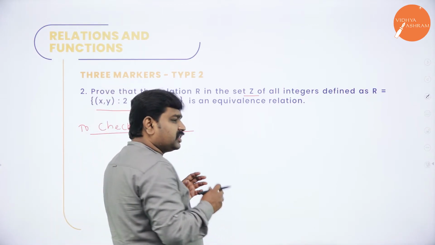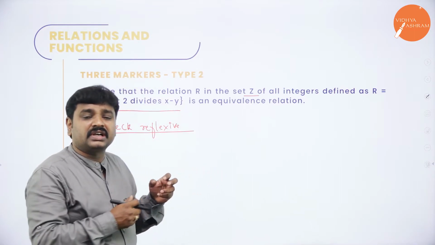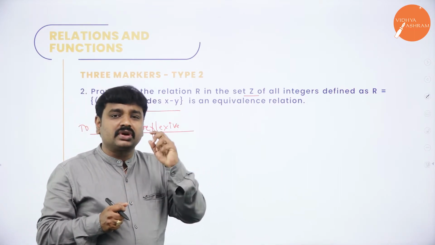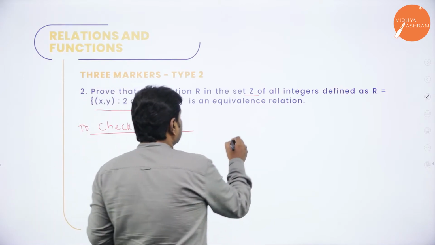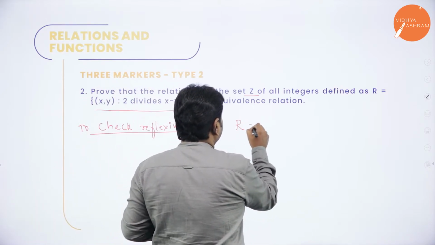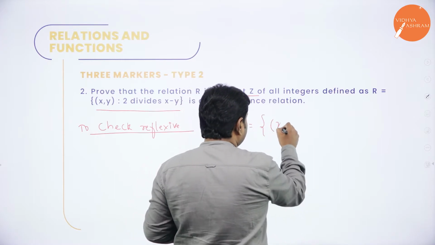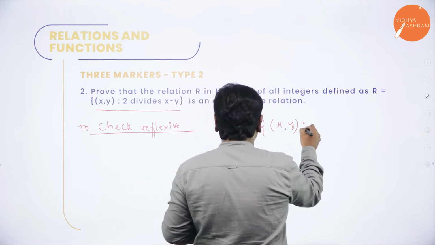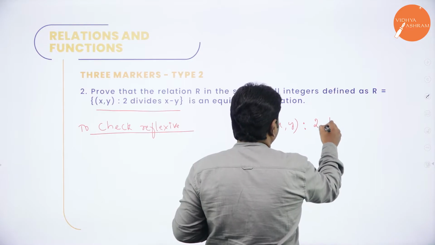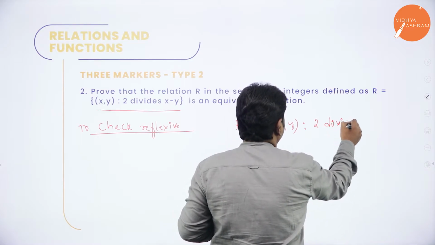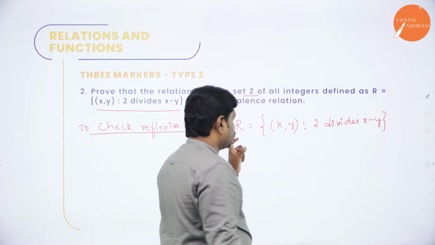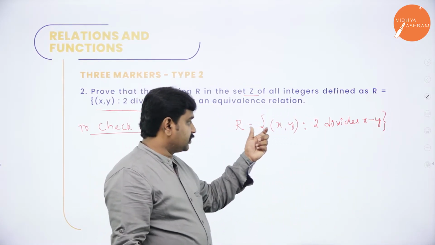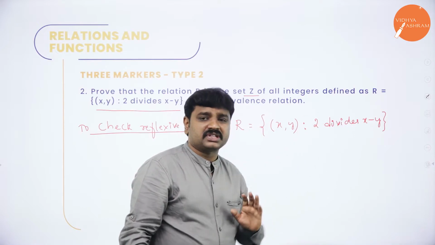Here I told you everything is hidden in the question. You should understand the formality of the question. Once you understand the formality of the question, you can write the answers. Now for example, here R is given like this. R contains an ordered pair (x, y) such that 2 divides x minus y, 2 divides x minus y.